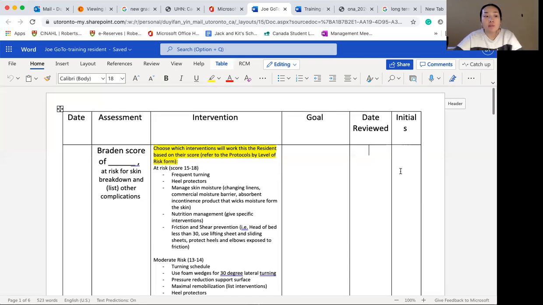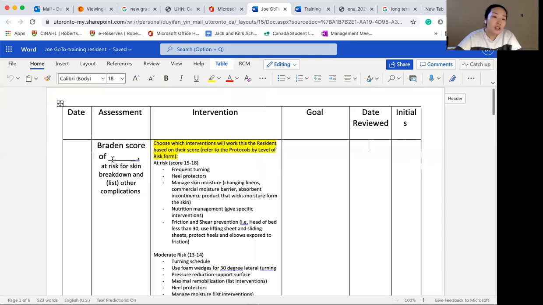However, for staff such as RCWs, it is your job to keep a keen eye on any changes in the resident and update the supervisor accordingly.